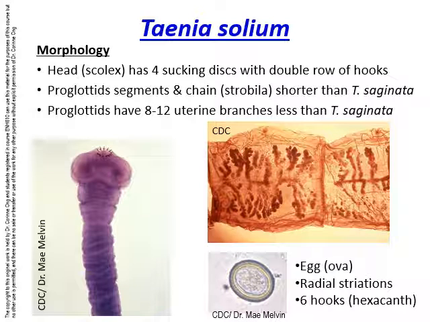The proglottid segments and chains are shorter than those in the beef tapeworm and only have 8 to 12 uterine branches, which is less than those present in beef tapeworm proglottids. These differences enable these two tapeworms to be differentiated, as the eggs are identical. Both have radial striations and hooks that can be seen within.